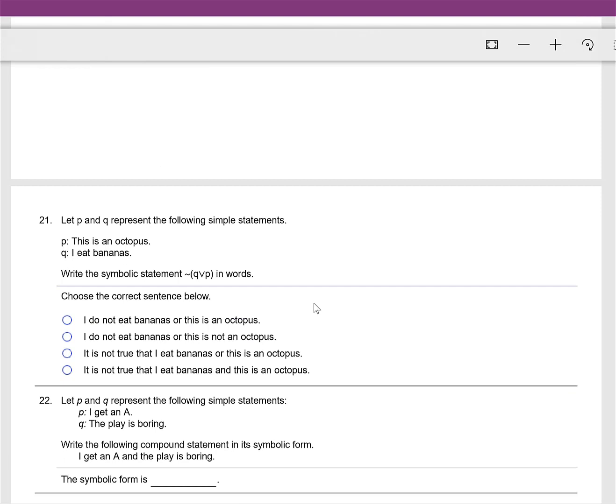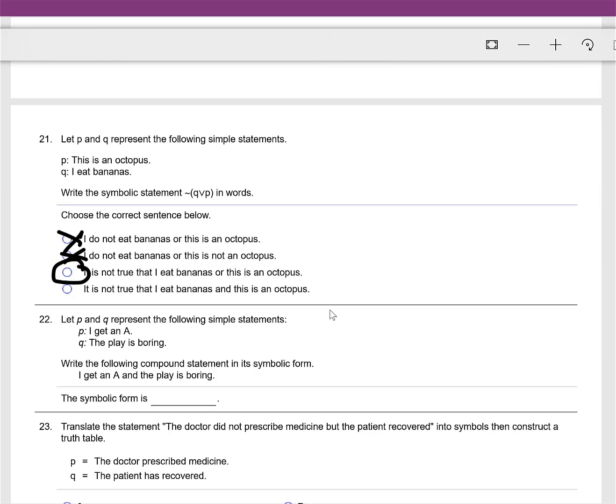Okay, and we want to translate into words. So we have the symbolic form here. They gave us the simple statements, and it's got a negation in front, which means it is not true that, so I can eliminate the first two. They don't belong with, or begin with, "it is not true that." And we start with "I eat bananas, or this is an octopus." So the correct answer is the third choice.